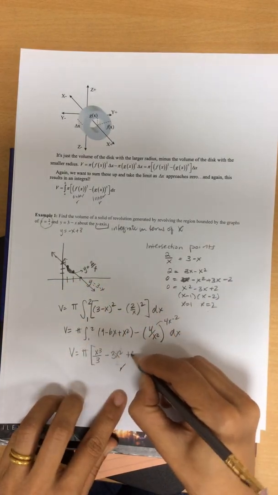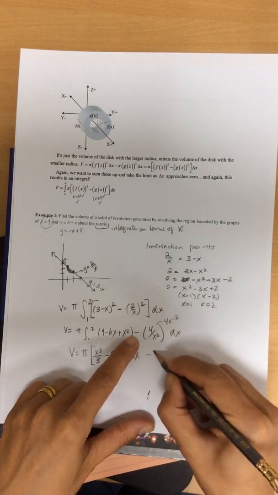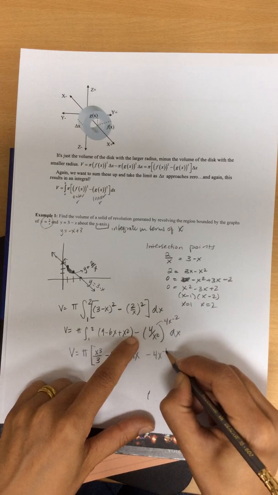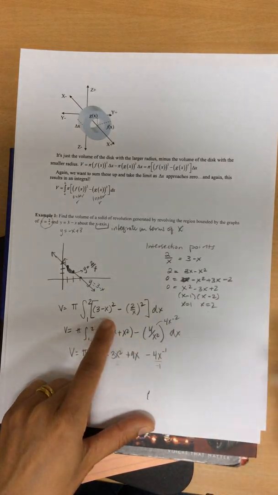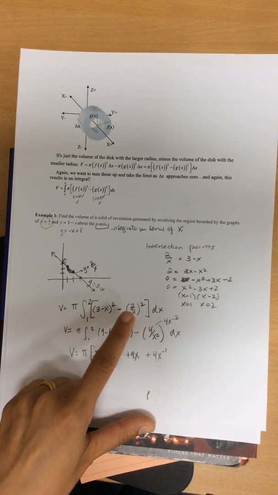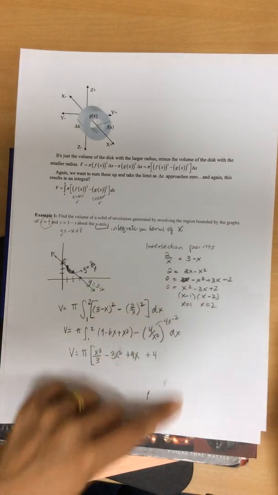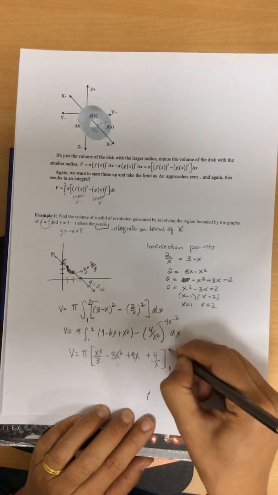That's going to be plus 9x. This is going to be minus 4x to the minus 1 over minus 1. So that means this becomes plus, and this really becomes 4 over x, right? All evaluated from 1 to 2.